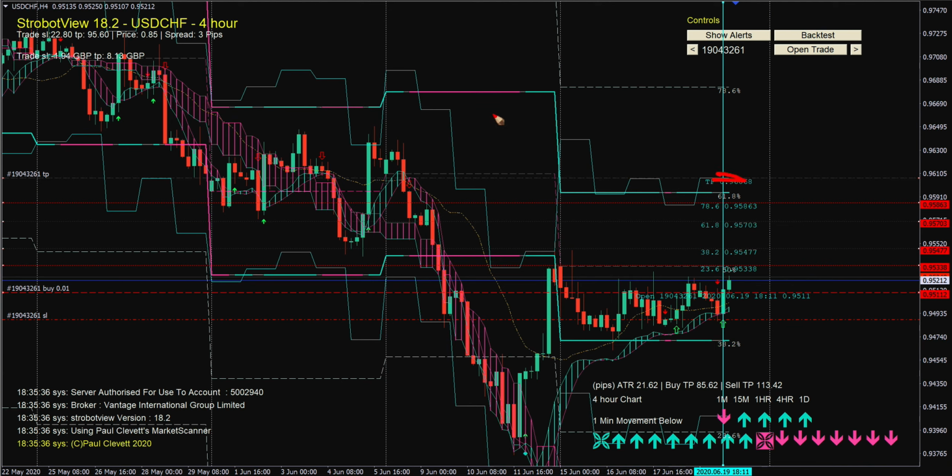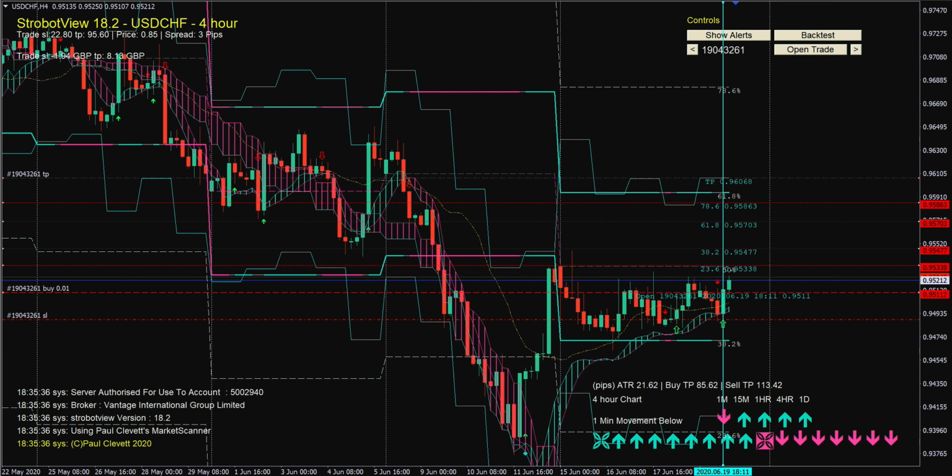So this blue line is the buy target, and this is the sell target. For instance, if I was to take this trade, the sell target would be that line there, because at that point that's where it was. If I took this trade, the sell target would be here, which it achieved, and so on.